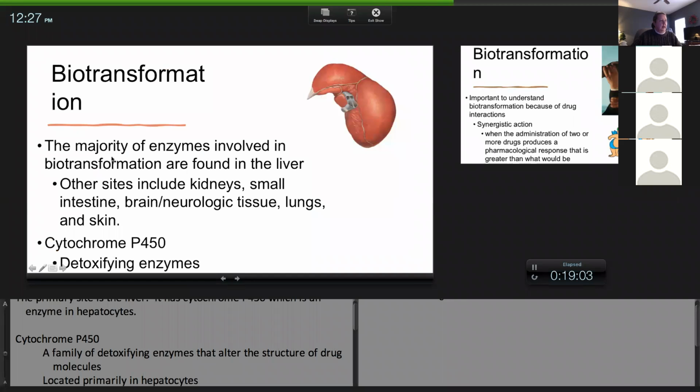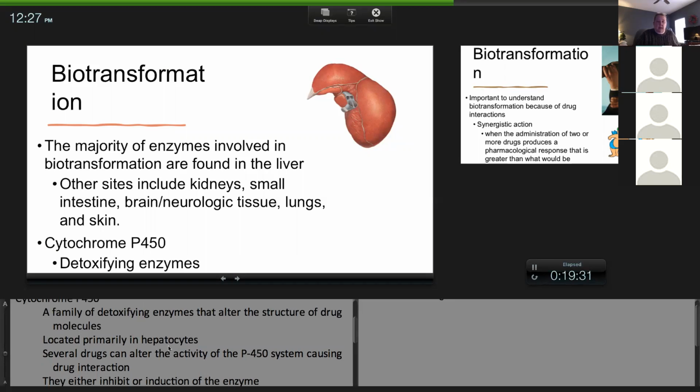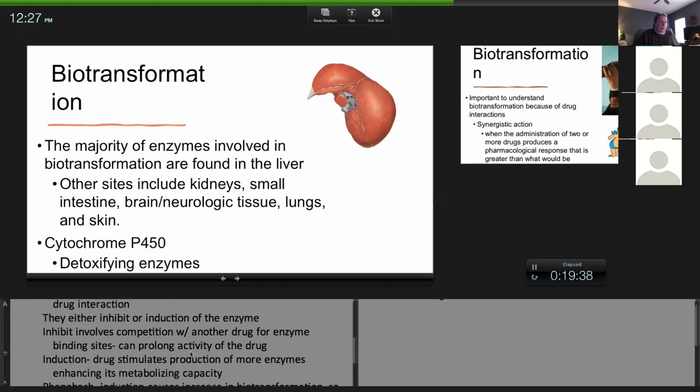So the majority of these enzymes are found in the liver, because remember, the liver, like I said, I call it the HEPA filter, is where the majority of these are found. Some are in the kidney and some other tissues, but the majority of biotransformation happens in the liver. One is cytochrome P450. That's one of the detoxifying enzymes, and that lives in the hepatocyte. So in the cells of the liver, you have this enzyme that will break it down.